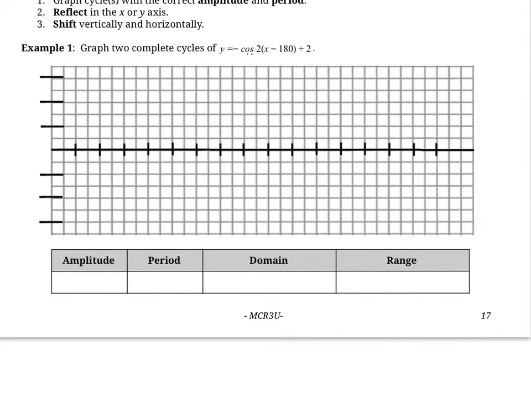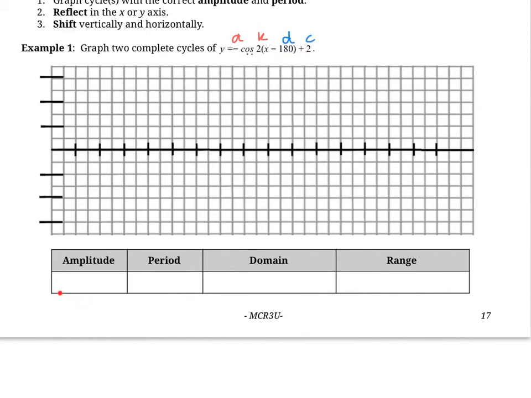So taking a look at our equation here, we have negative cos 2x minus 180 and 2 plus 2. So let's go ahead and add some letters. So we know our a value is just here, it's going to be -1. Here's our k value, that's our 2. Then we have our d value, and then we have our c value.